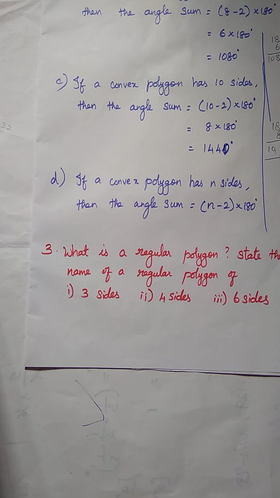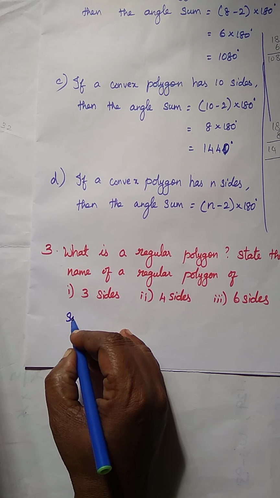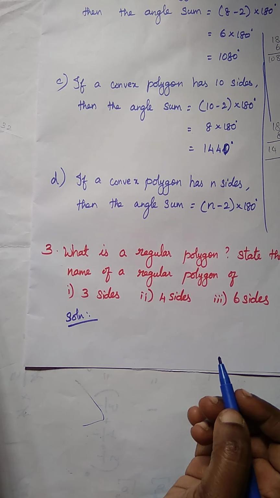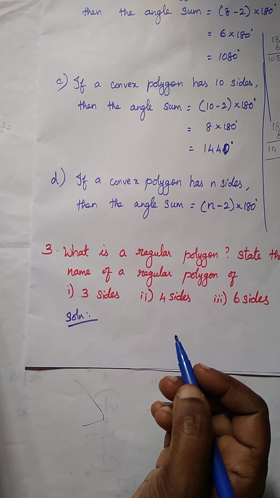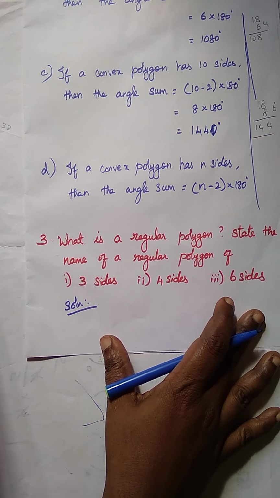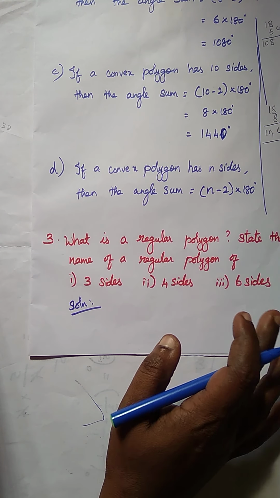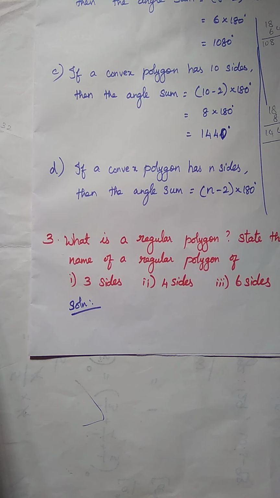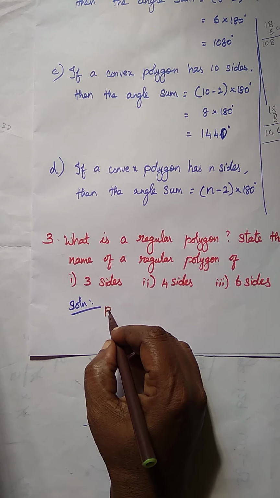Now we write that. You think and write the answer. 3 sides equiangular and equilateral. What is that? We all know. In this answer, we all know that. You think and write that. Okay. First, write the definition of regular polygon. What is regular polygon?